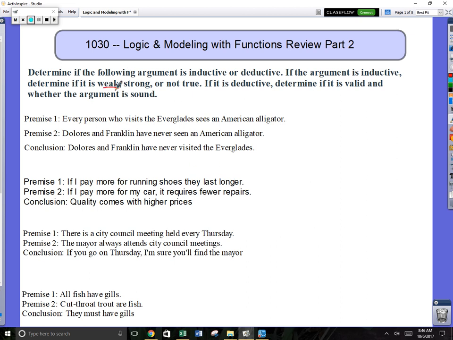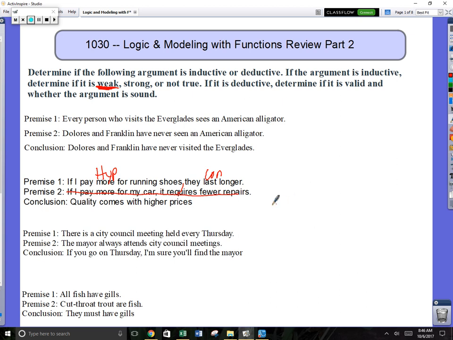It's probably weak because there's not many premises. But now look, we could turn this deductive pretty easy. Here's how you would turn it deductive. So if I pay more for running shoes, so that is my hypothesis, then they last longer. So that could be my conclusion. Now for premise number 2 we've got to stay with my hypothesis and conclusion. Premise number 1 introduces something that's happening with shoes. So premise number 2, we're going to stay with the shoes.